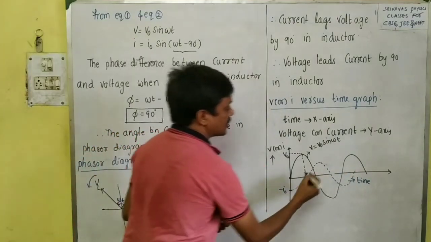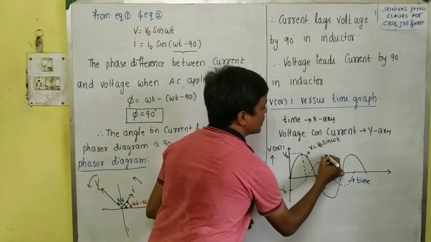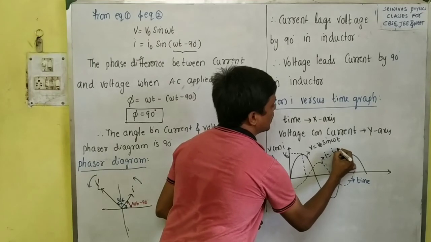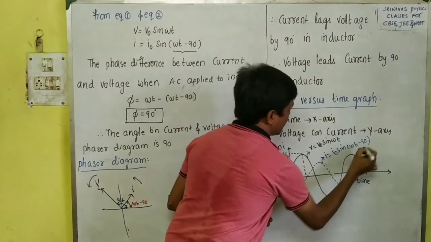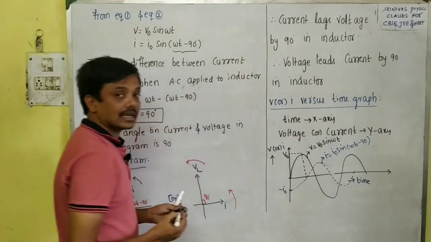This is the current equation, that is I equals I naught sin(omega t minus 90), right? Here the starting value is minus I naught.